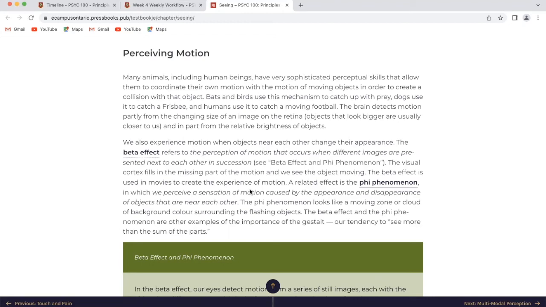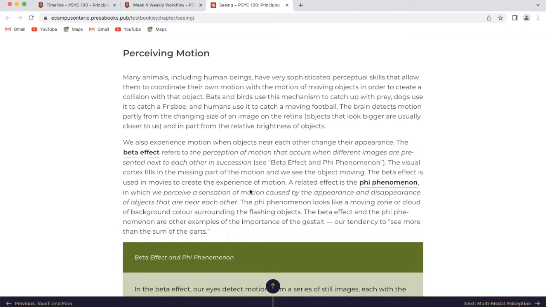The brain detects motion partly from the changing size of an image on the retina. Objects that look bigger are usually closer to us, and in part from the relative brightness of objects. We also experience motion when objects near each other change their appearance.